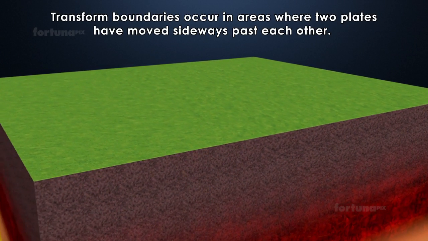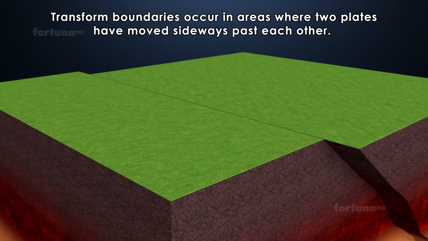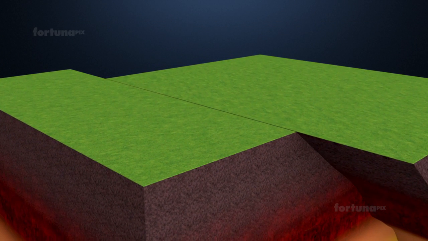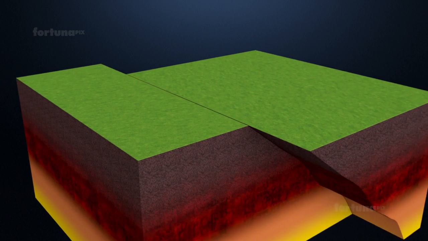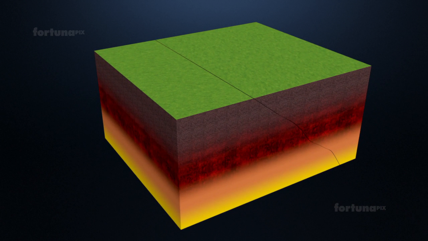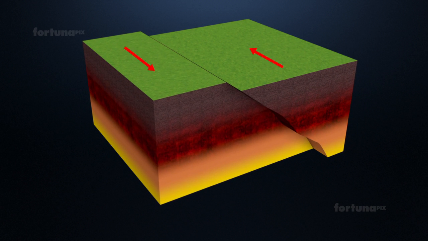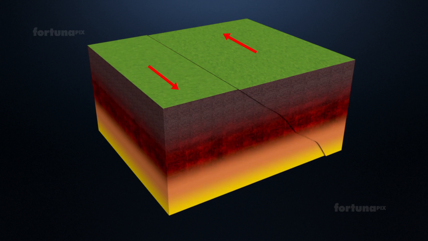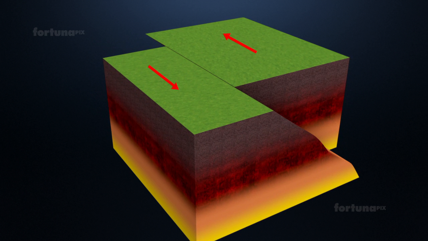Transform boundaries occur in areas where 2 plates have moved sideways past each other. With these boundaries, the crust is neither created nor destroyed. During this type of interaction, 2 plates can slide past one another in the same direction or in opposite directions. As 2 plates slide past each other, the crust will break and form a fault line. Usually, earthquakes will occur along these fault lines.